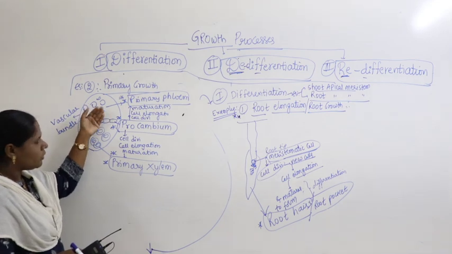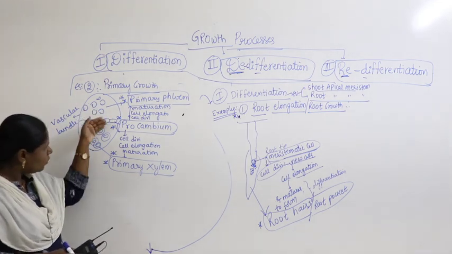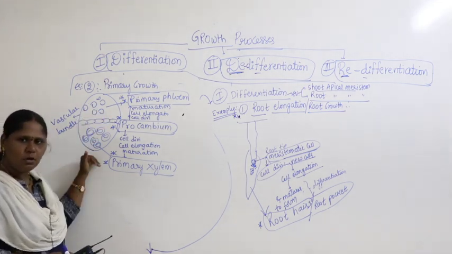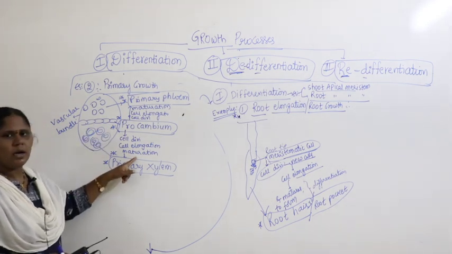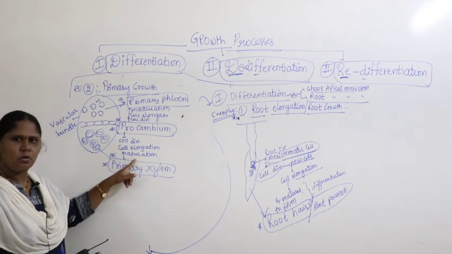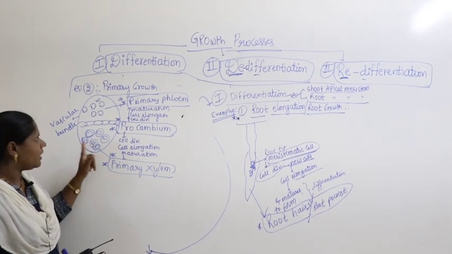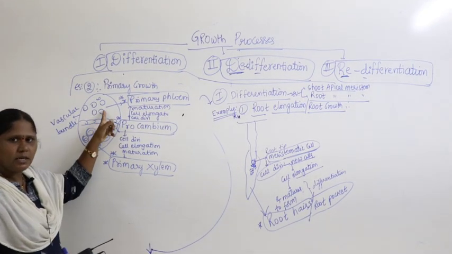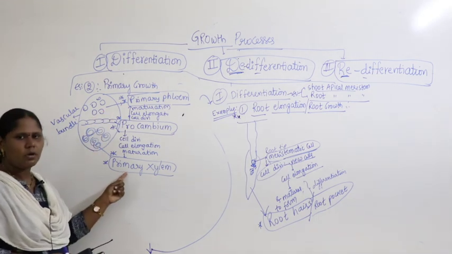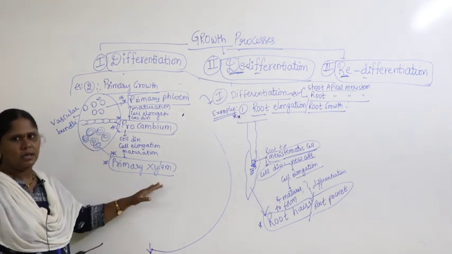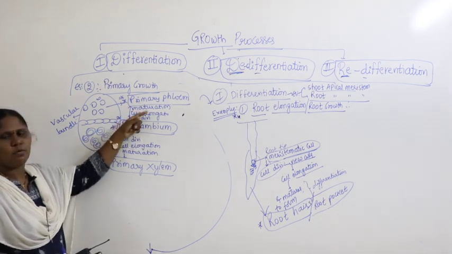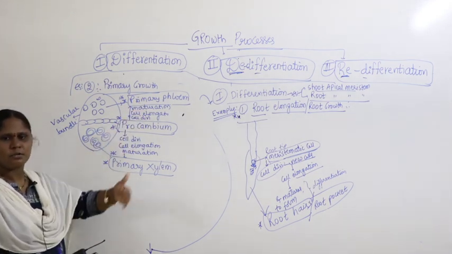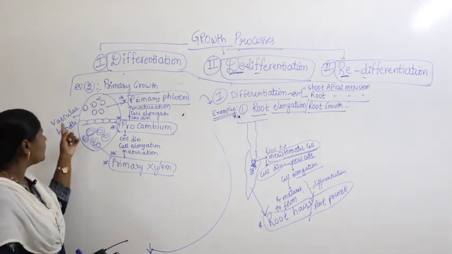Similarly, the cells which are produced towards the center, towards the pith or medulla, also mature, and structurally and functionally they undergo differentiation. They are structurally and functionally different from these cells, and what do we call them? Primary xylem. So what is it that we find? Procambium leads to the formation of primary phloem and primary xylem. Ultimately it constitutes the formation of the vascular bundle.